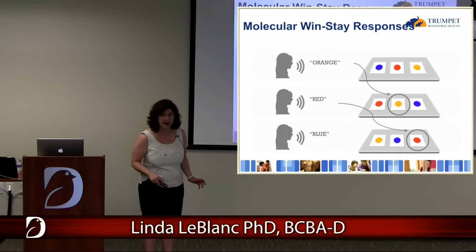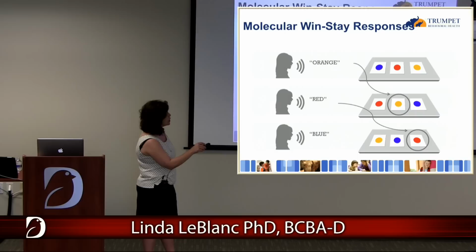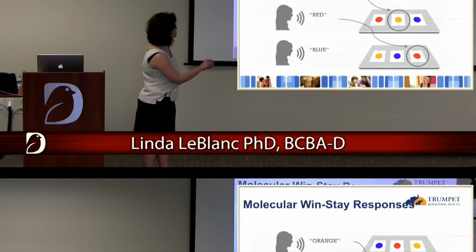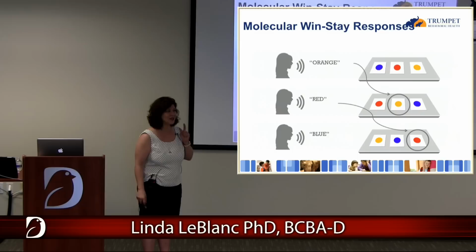This is what's called a molecular win stay, and it can be even stickier. So I say orange, and you pick orange, and you get it right. So now on the next trial, no matter what I say, you know what you're going to pick? Orange. But I error correct you to red, because I said red. So you know what you're going to pick on the next one? Red. Do what just worked.